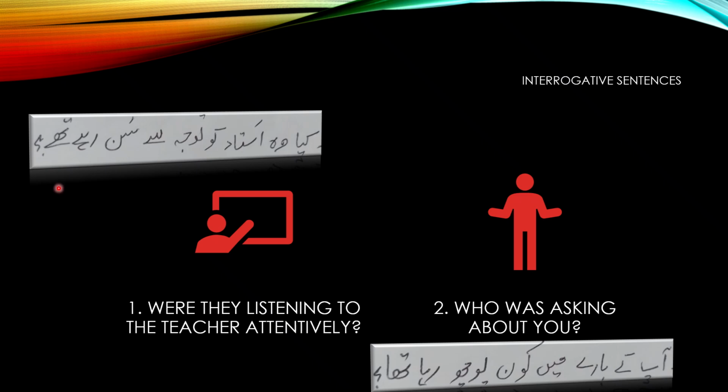Look at the translation. क्या वो उस्ताद को तवज्जो से सुन रहे थे? तवज्जो, attentively, सुन, listening, ustad, teacher. Now you see in interrogative sentences, helping verbs are placed in the beginning. Were they listening to the teacher attentively? Question mark. In the Urdu sentence and in English sentence, you will see the use of question mark that will again help you in choosing the right structure of interrogative sentence for translation.